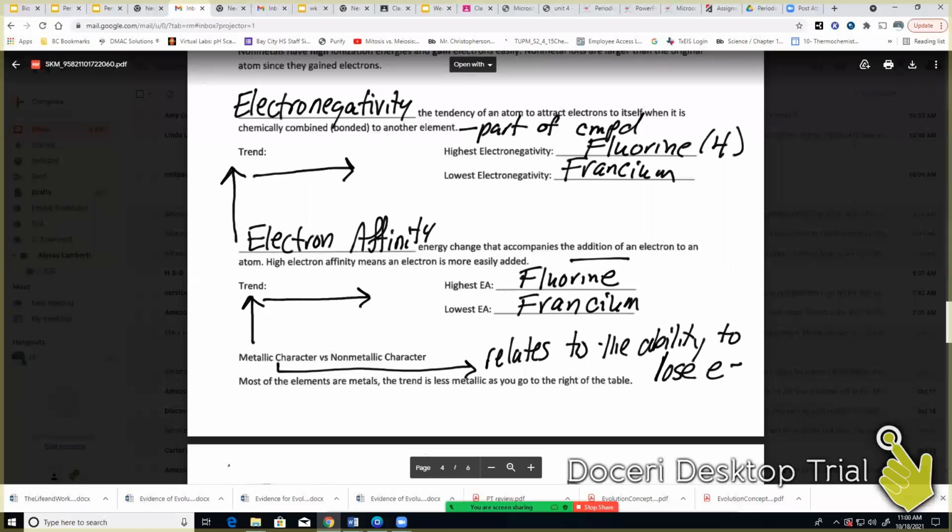The trend is less metallic as you go to the right of the table. So it's just a pretty large trend, not really so much within a group or period. Because my metals are over here, as I start moving toward the non-metals, then that metallic character starts decreasing.